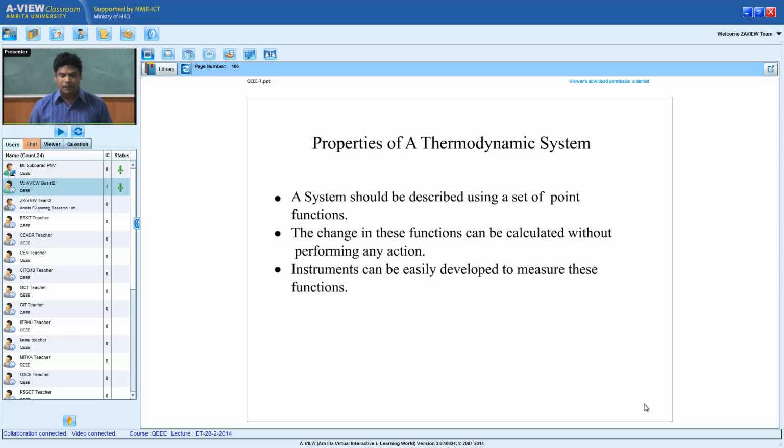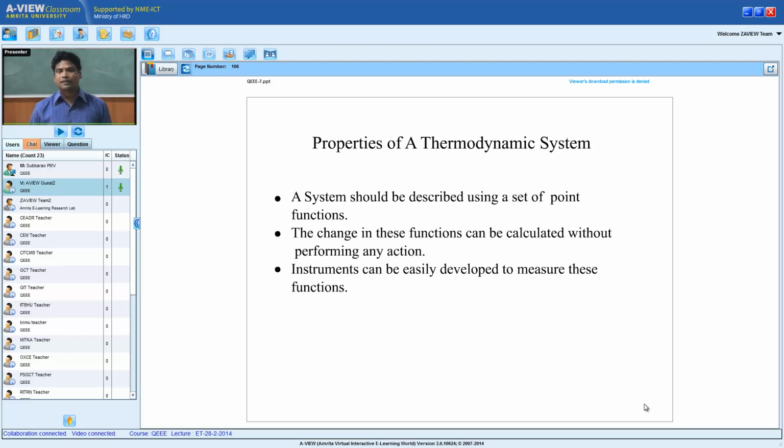So one can have instruments. Whenever it is a point function, whenever it is a property, you will always have a way of developing an instrument. It is almost impossible that you say this is the property of a system, but I can't measure because there is no instrument which can measure. That is for the time being. Maybe you don't have that much intelligence to develop that instrument, but the moment you have identified it as a property, there will be an instrument which will measure.